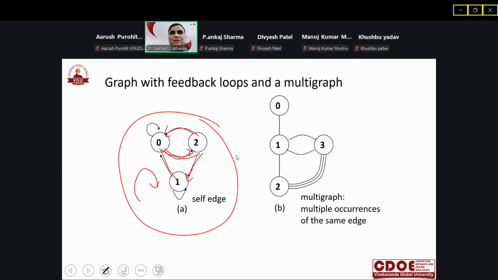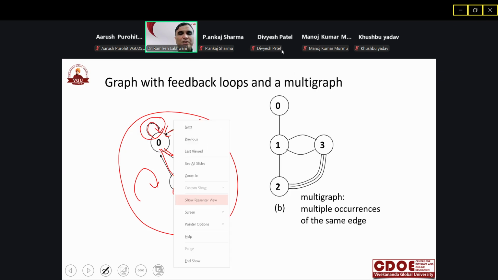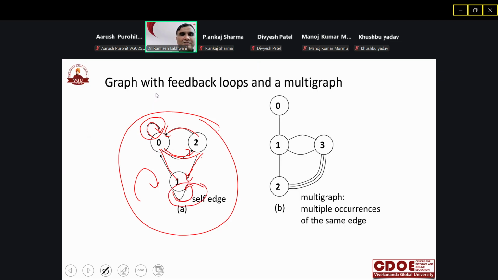What do you mean by self loop? Here you can see the edge which comes from 0 and again goes towards 0. There is an edge that comes from node number 1 and again goes to 1. Such types of edges are called self edges. I hope it is clear in your mind what you mean by self edge and what you mean by loop, right?